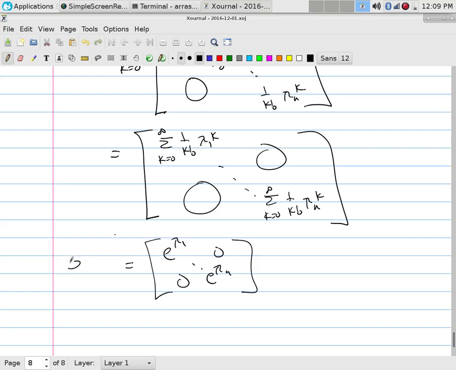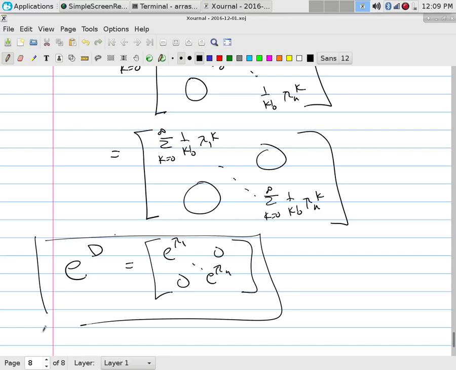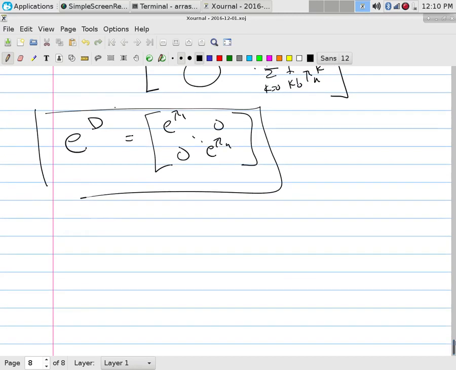Oh, wow. E to the D is simply e to the eigenvalues. What? It didn't distribute through. What happened was that all this algebra worked out great. It really looks like e just went right into it. Okay. But that's only if I have diagonal matrices, right?